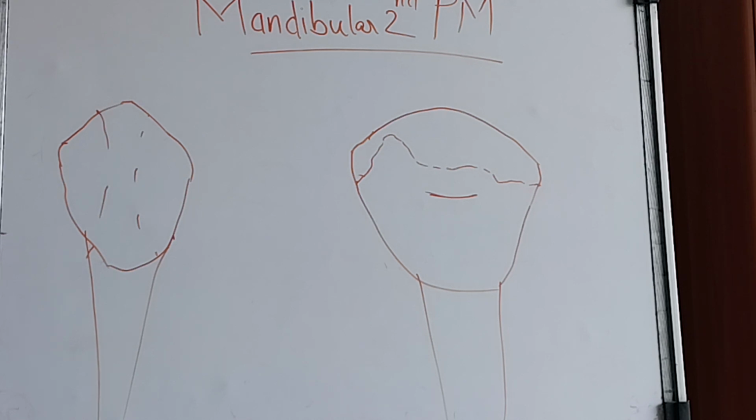Before coming to the features, let's briefly talk about the functions of this mandibular second premolar. The premolars, as we know, are not present in the deciduous dentition. They only come in the permanent dentition. Here we can see that they have less sharp cusps, and the cusps articulate with the opposite teeth when the jaws are brought together.